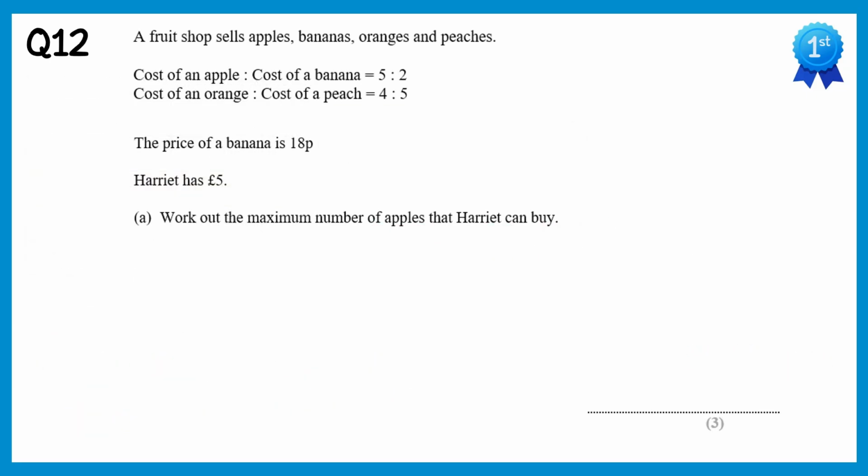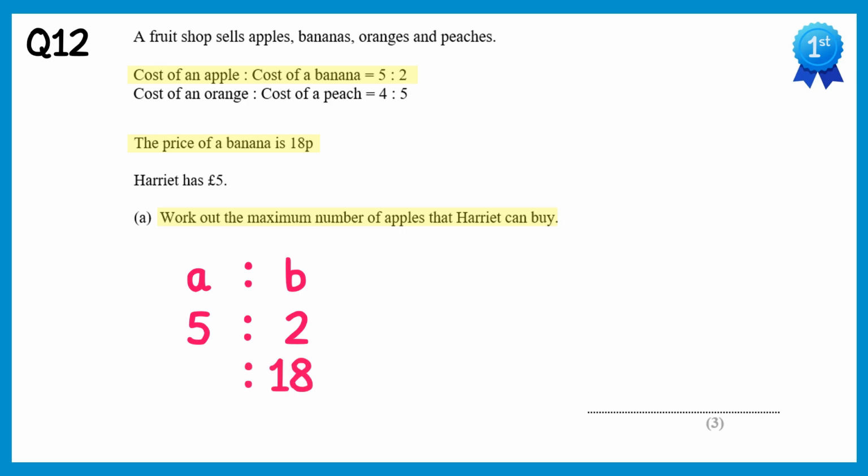In this question, we're dealing with some ratios. We've been asked to work out the maximum number of apples that Harriet can buy. Now if you look in the question, we've got a ratio about the cost of an apple and the cost of a banana, that's 5:2. And we've also been told the cost of one banana, that's 18 pence. So let's write this ratio out. Apple to banana is 5:2, and then we can place the 18 pence for banana underneath the banana column.